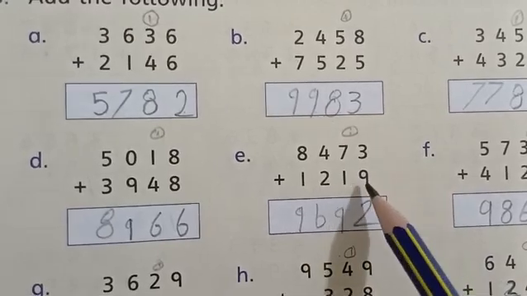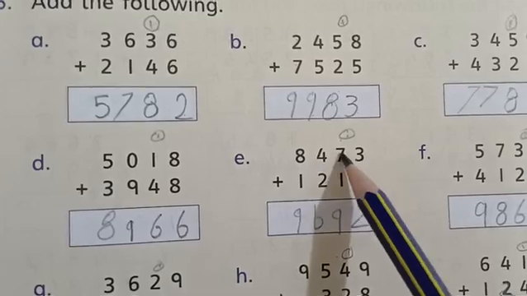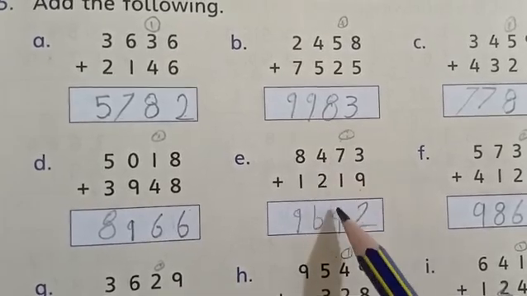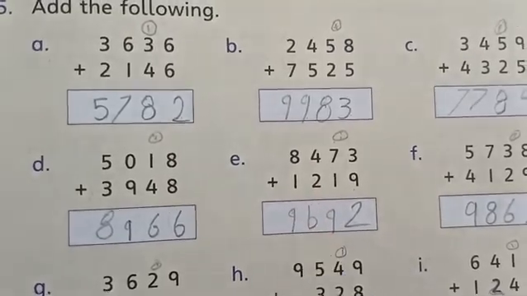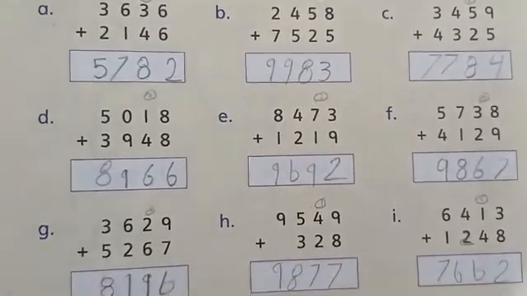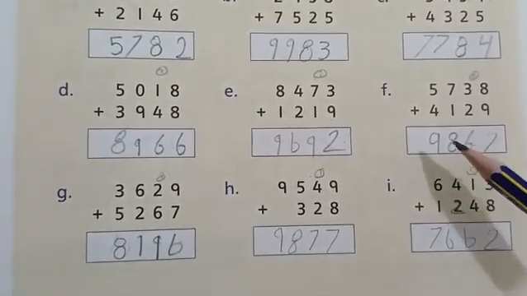Next we have 3 plus 9, 12. So we write 2 here and 1 will be carry over here. 7 plus 1 is 8. 8 plus 1 is 9. 4 plus 2 is 6 and 8 plus 1 is again 9. So same like this you will do the remaining parts by yourself.